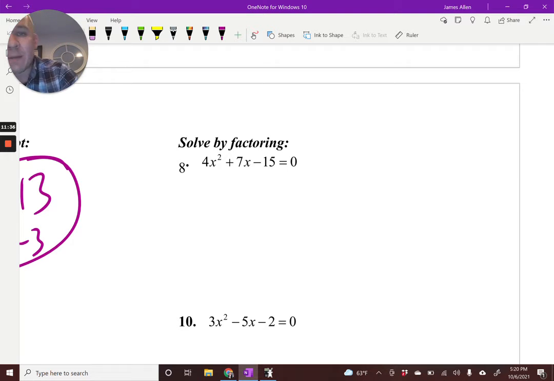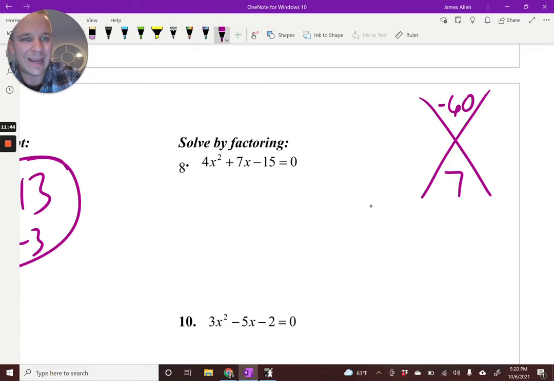Okay. Solve by factoring. Oh, my gosh. A leading coefficient. Those are so terrifying. Not for me. All right, so -60. Here, I got to add to 7, right? I got the -60 from 4 times -15. YOLO. Okay. So what multiplies to -60 and adds to 7? It's got to be a positive number and a negative number.